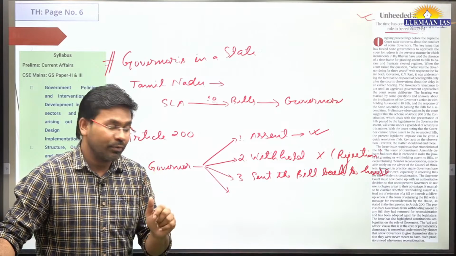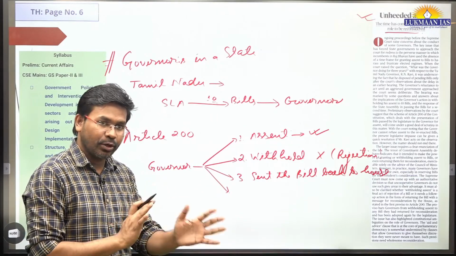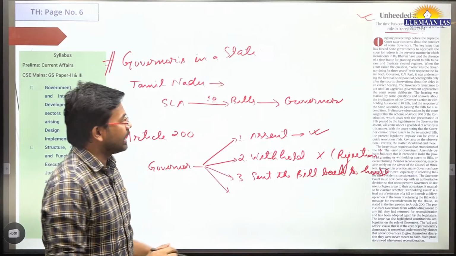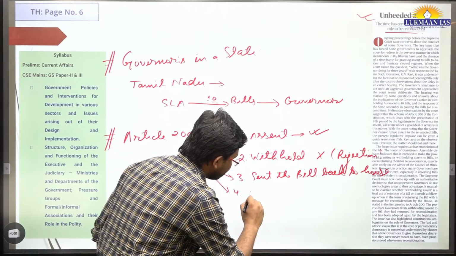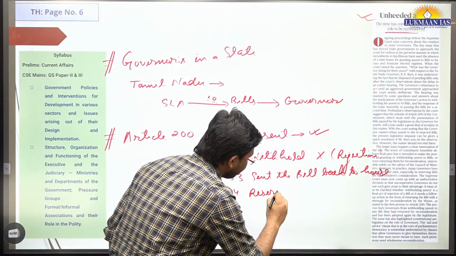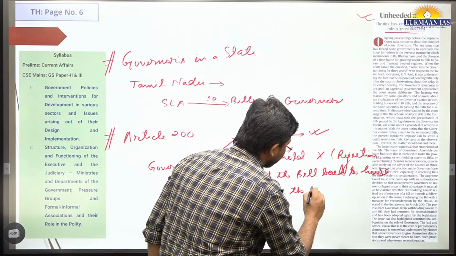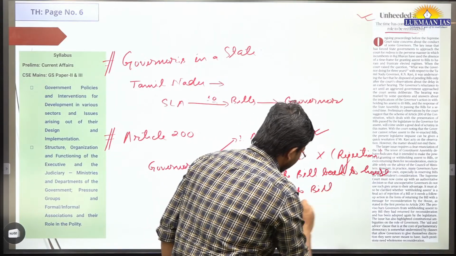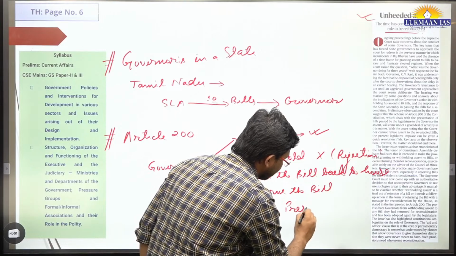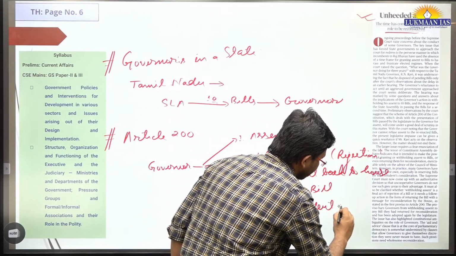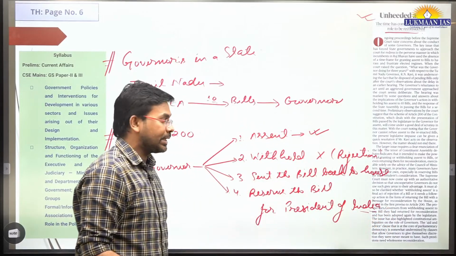But the governor generally cannot send back money bills. He has to give his assent to the money bills. Then the fourth option that is available with him is he can reserve the bill for the consideration of the President of India. All right, so these 4 options are available with the governor.